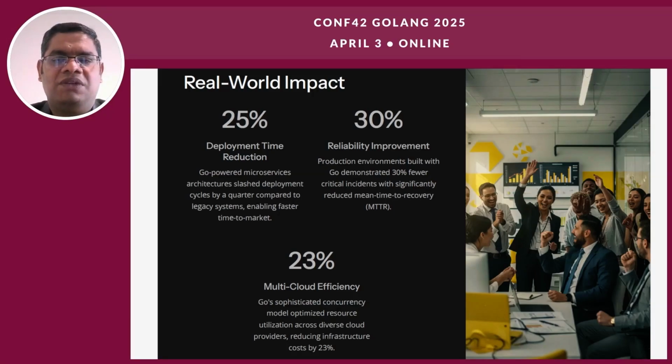In case of reliability improvements, this Golang based approach results in 30% fewer critical incidents with a significantly reduced mean time to recovery. It also supports multi-cloud and reduces costs by 23%, with a concurrency model optimized to reduce resource utilization across different providers and infrastructure costs.